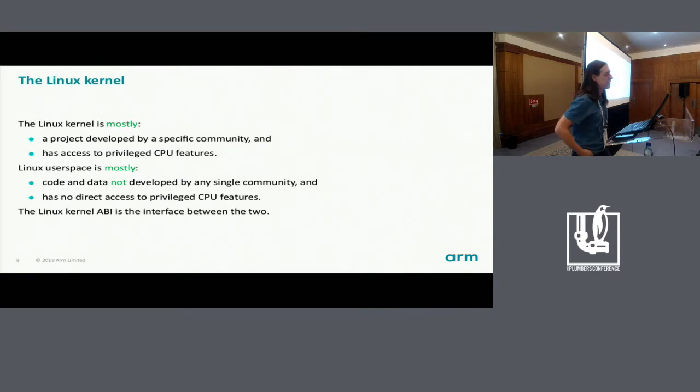In Linux land, what tends to happen in practice is we have the Linux kernel project and we develop the blob that runs privileged. And that blob has access to the privileged features of the CPU. And user space is mostly the other stuff. It's not developed specifically by this community, and it doesn't have access to privileged CPU features. And the ABI is the interface that those two things use to talk to each other. Mostly where I say kernel in this talk, I'll mean the thing that runs privileged, though obviously not everything that's part of the kernel or part of this project runs privileged.